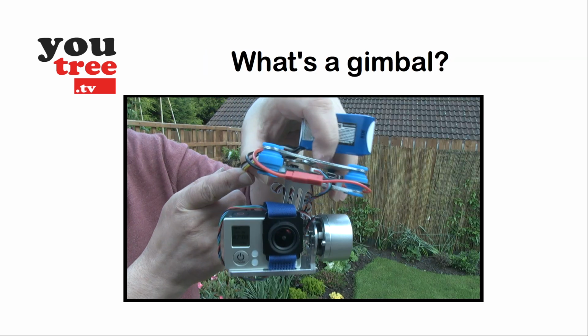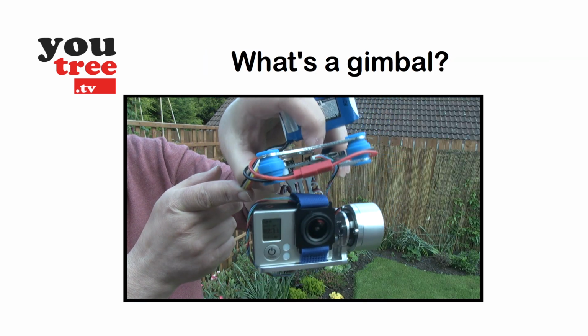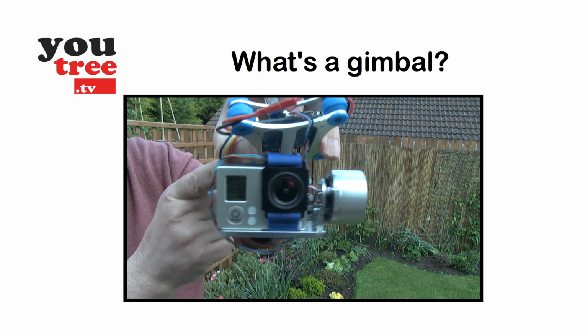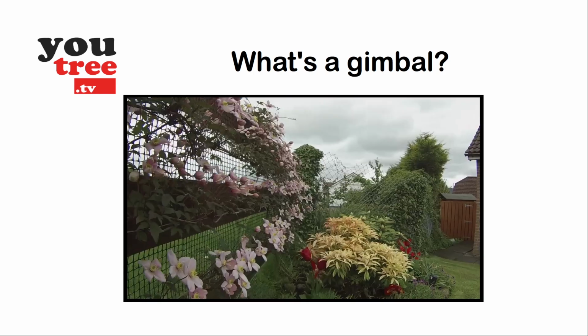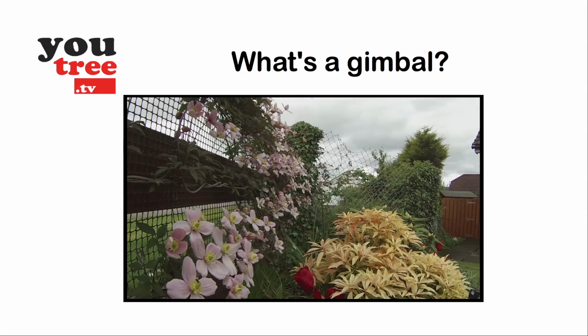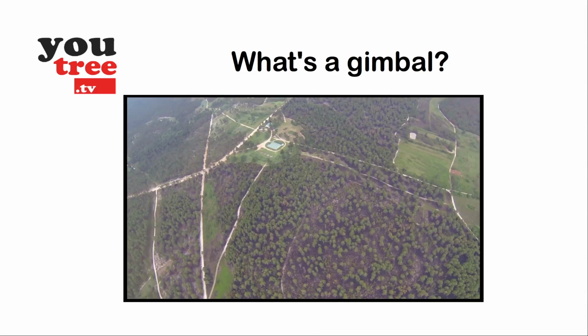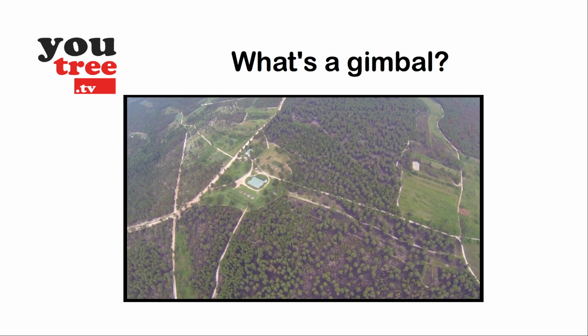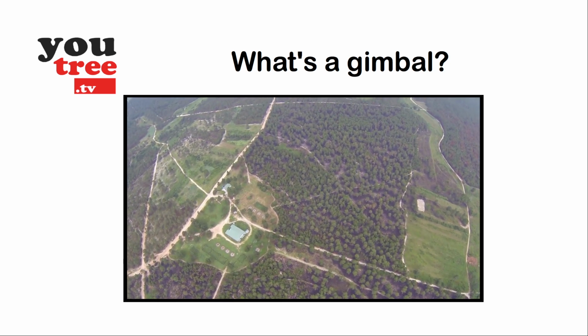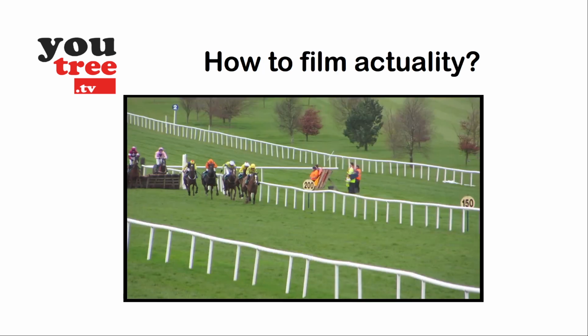A gimbal is a pivotal support that allows an object to remain horizontal when the surrounding structure is in erratic movement. For video production, gimbals are used to smooth out movements, such as when a camera is attached to an aircraft. If the camera was attached without a gimbal, the vibrations of the aircraft would make the images unusable.